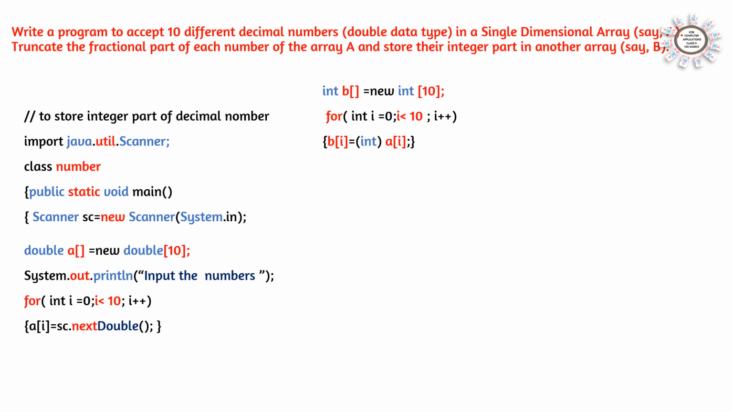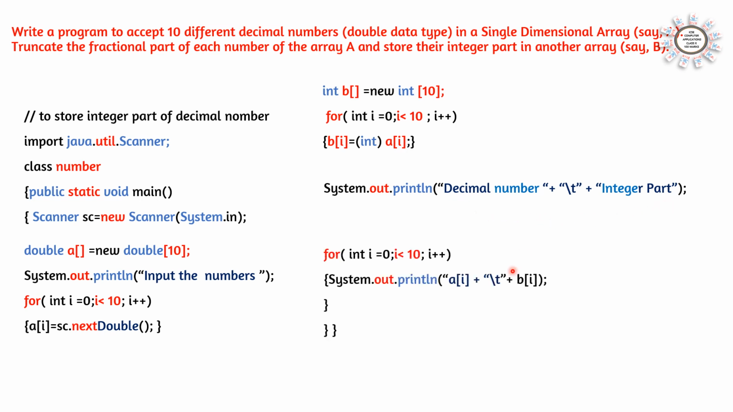So after storing the elements we can print them. Write the heading first, decimal number and integer part, and then start the loop and print A[i], the decimal number. Array A will come, and below the integer part, array B will come. So like this we can complete the program.